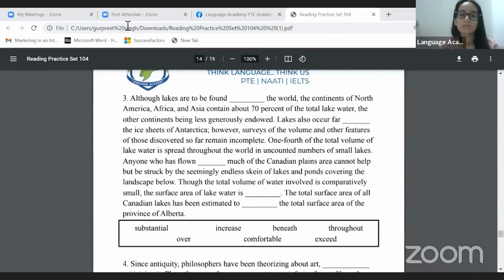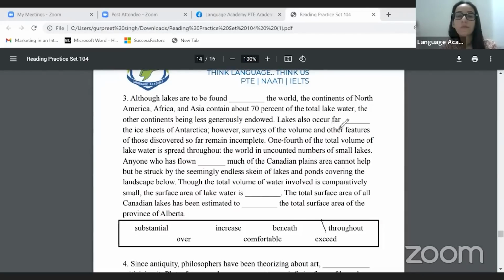Very good question. So this says, although lakes are to be found dash the world. Now we all know that lakes are found everywhere in the world. So any word that can mean everywhere is throughout. Throughout is when we don't want to emphasize one particular area or country or city. Then we say throughout means everywhere basically. And Asia contain about 70% of the total lake water, the other continents being less generously endowed.